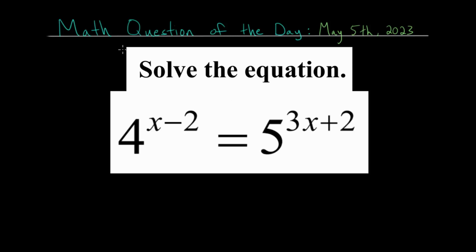In this video, I'd like to talk about the math question of the day for Friday, May 5th, 2023. And with this problem, we need to solve the equation, which is an exponential equation. We have 4 raised to the x minus 2 is equal to 5 raised to the 3x plus 2. And we just need to figure out which x value would make this equation true.